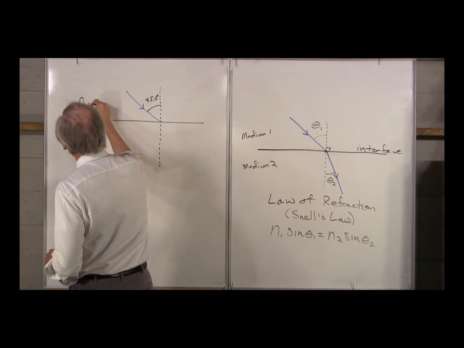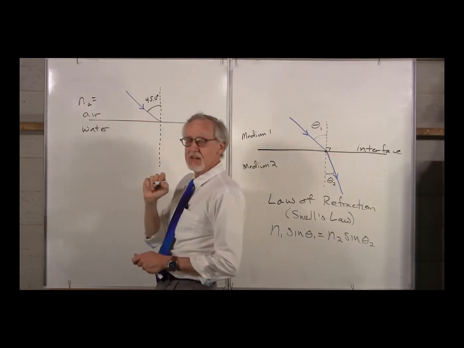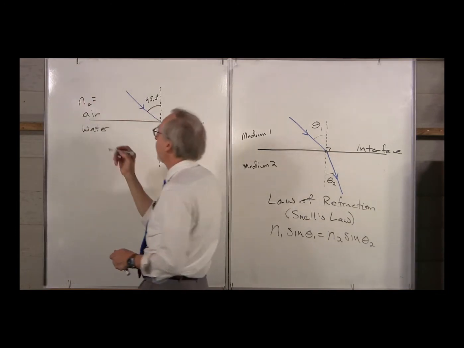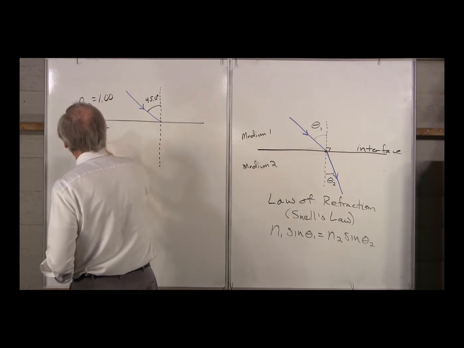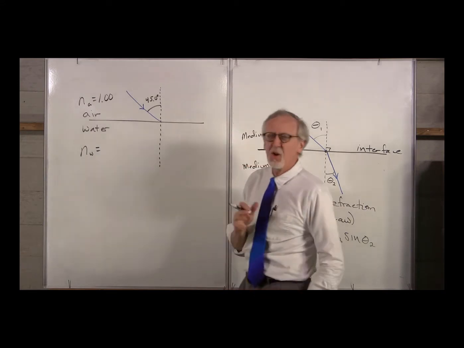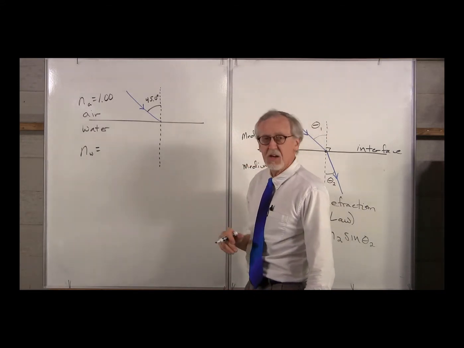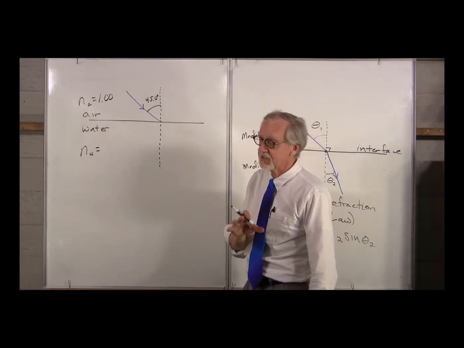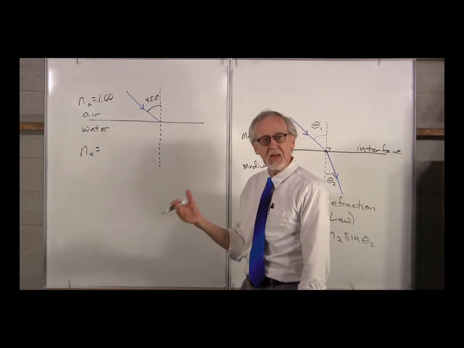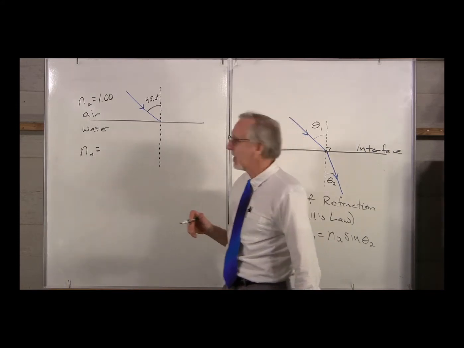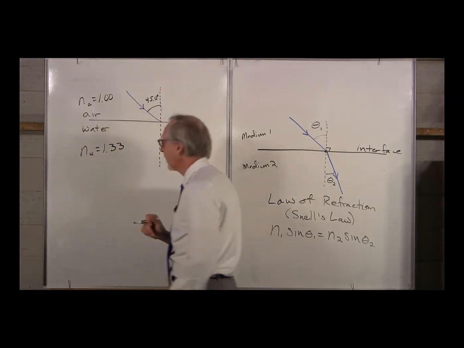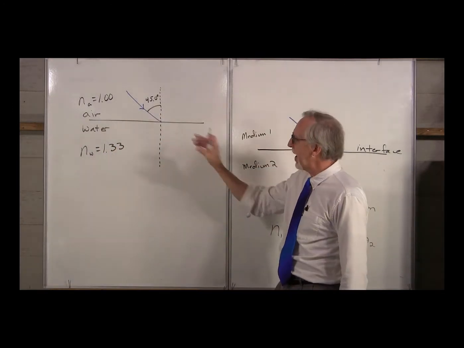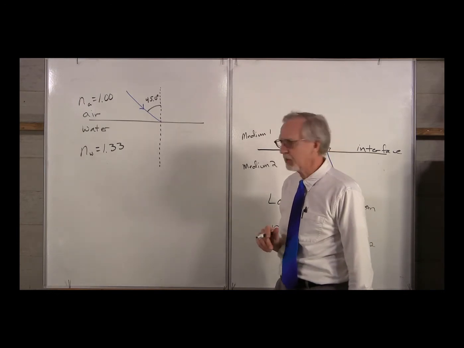I'll call this n sub A. What's the index of refraction for air? 1.00. And then the index for water, you do not need to remember this, although we will see it very often. Water is a very common material, and I'll use this often as an example. The index for water is 1.33. Let's figure out what the refracted angle is, theta sub W, say.